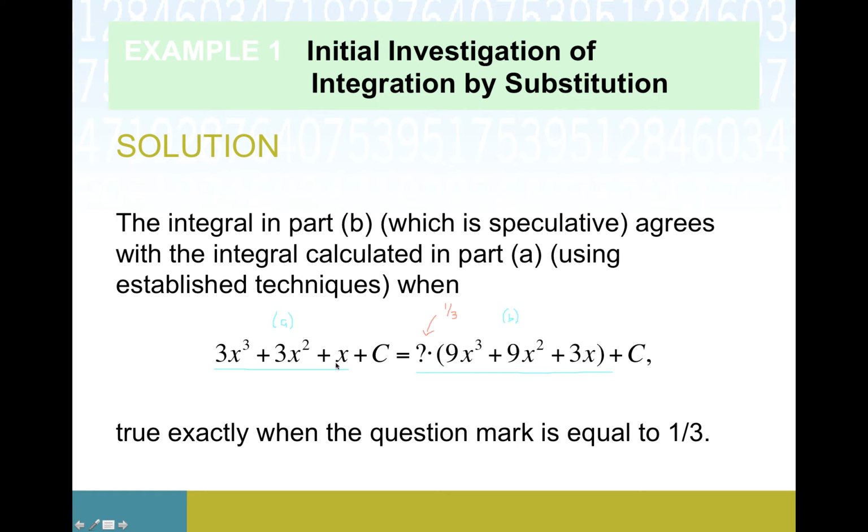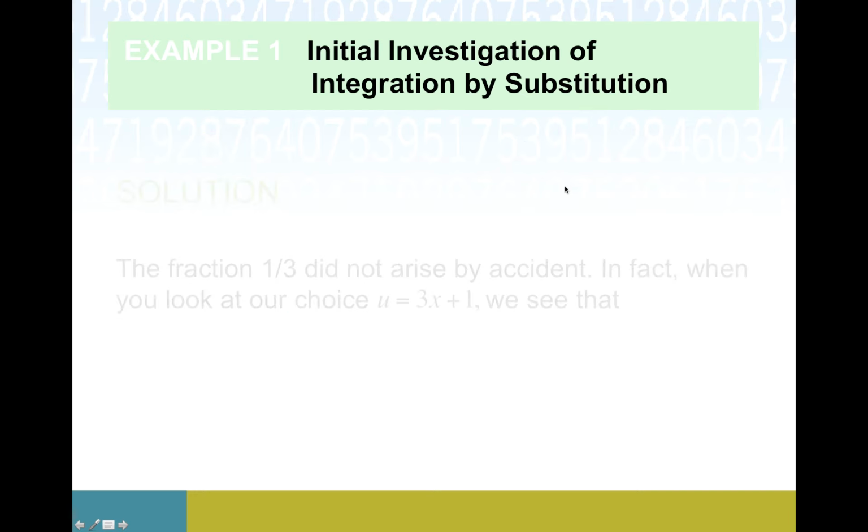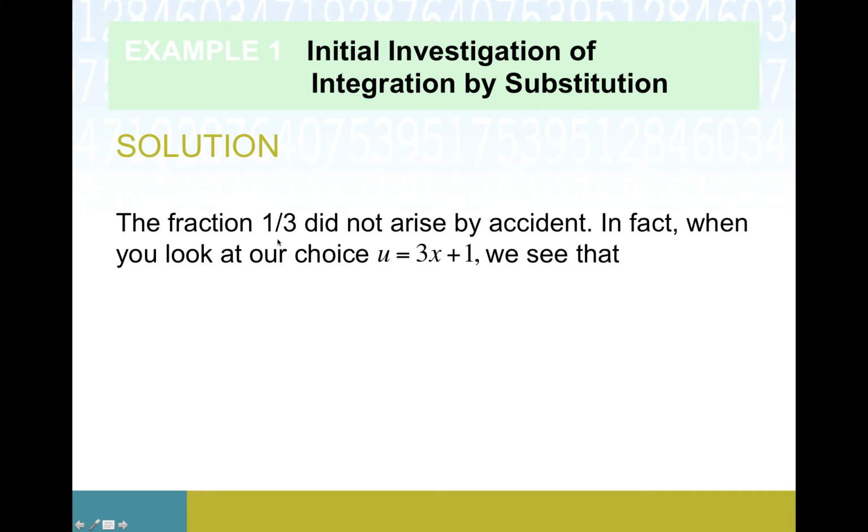We'd have just 1x. And this seems kind of unmotivated until we realize that there actually is something consistent going on here. This example is called an initial investigation. This is not generally how we'll process this, because we're just trying to get our feet wet. But it's not an accident that this 1/3 came out of it. There is a lesson we can learn.